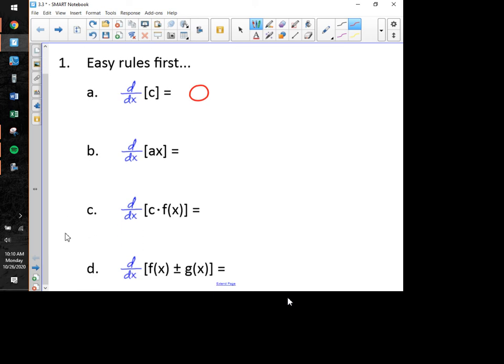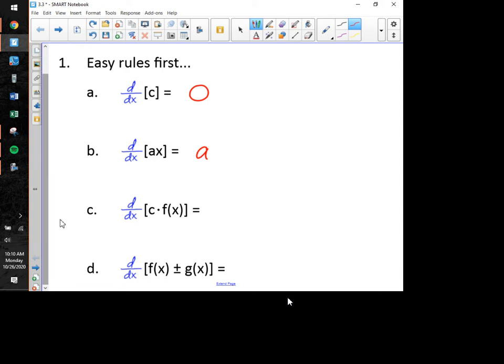Second rule, the derivative with respect to x of a times x. Now a would simply be any constant, and x is the variable in question right now. This means that we're dealing with the derivative of a linear function. And the derivative of a linear function, we haven't really written this one out before, is simply going to equal its coefficient, which is just a. So the derivative of, for example, 4x minus 11 would simply equal 4. The rate of change of a linear function is simply equal to its slope, everybody, which is the coefficient, the number in front of your variable.